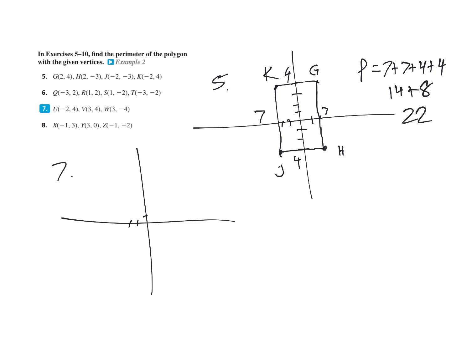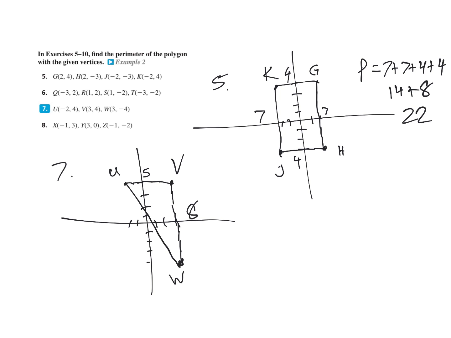Negative 2, 4. That is U. V is at 3, 4. 1, 2, 3. So that's horizontal, so we can count that one. 1, 2, 3, 4, 5. And then we have 3, negative 4. 1, 2, 3, 4. And that is W. Now that's vertical, so we can count this one. 1, 2, 3, 4, 5, 6, 7, 8. The issue is we need that right there, okay?